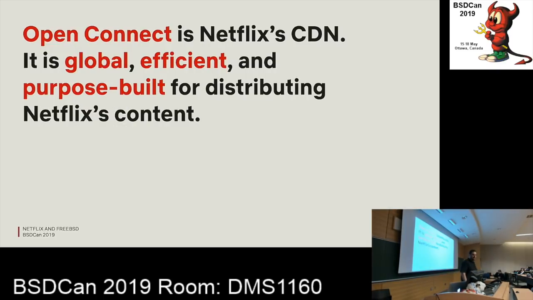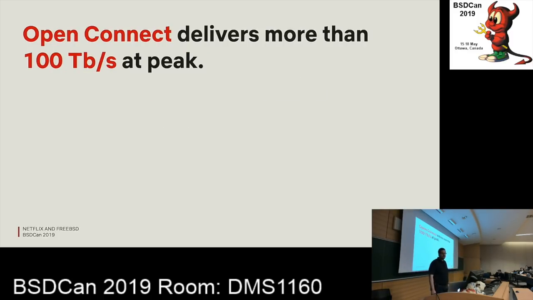OpenConnect is Netflix's CDN. It's mobile, so we have boxes spread throughout the world. It is purpose-built for what we're doing, and it's meant to be efficient. This is meant to be a purpose-built, global, efficient CDN to distribute Netflix's content around the world to our streaming video customers. And the OpenConnect CDN, at peak, delivers more than 100 terabits per second.